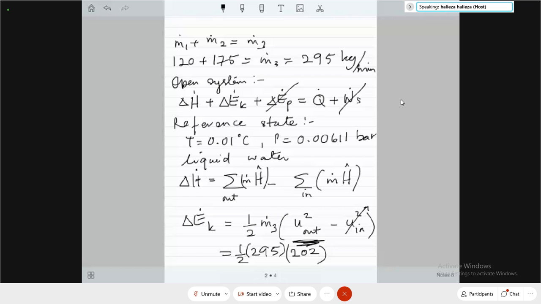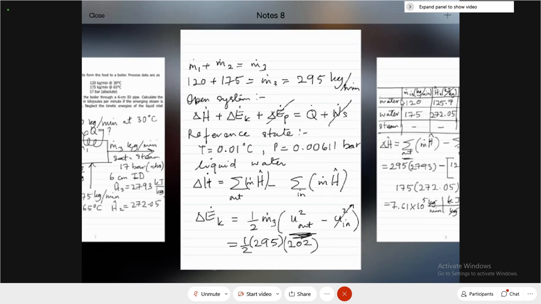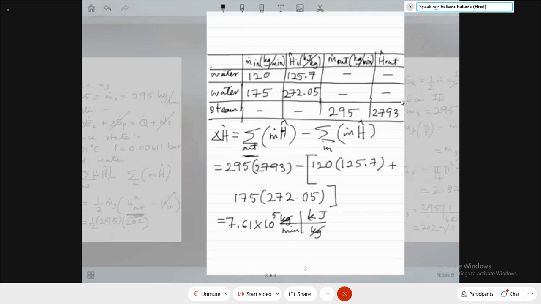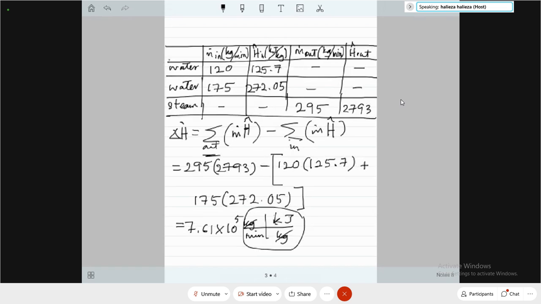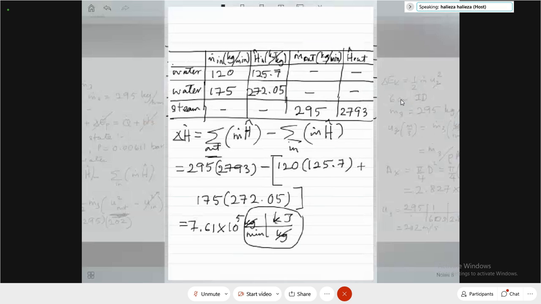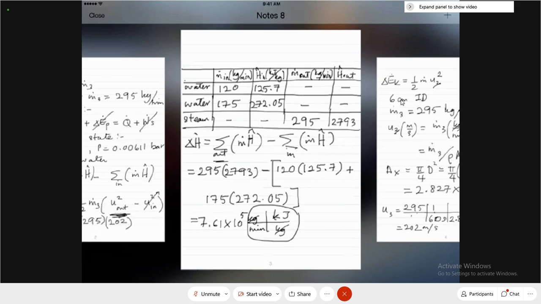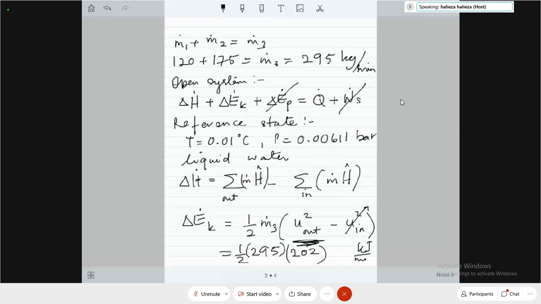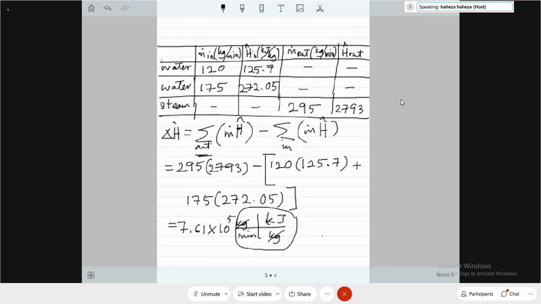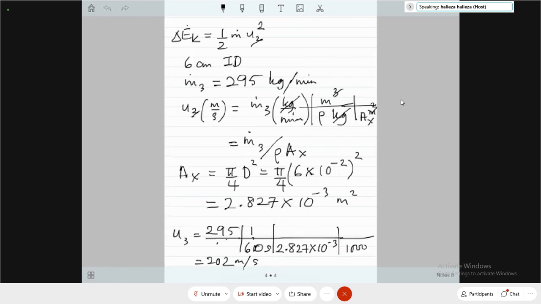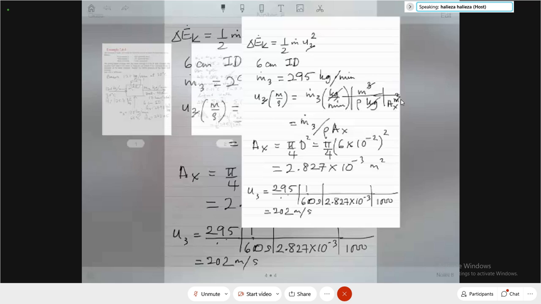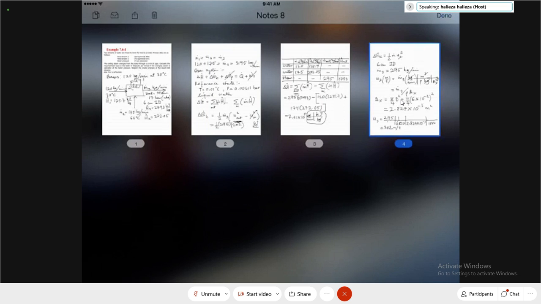The unit of your enthalpy, when we did that calculation just now, is kilojoules per minute. So that means your kinetic energy should also have the same unit, kilojoules per minute. But if you multiply just the mass with the velocity, you're not going to get kilojoules per minute. So you need to convert whatever unit you have over there to kilojoules per minute. So let's do it. I need to add one more extra page. Hold on. Okay.